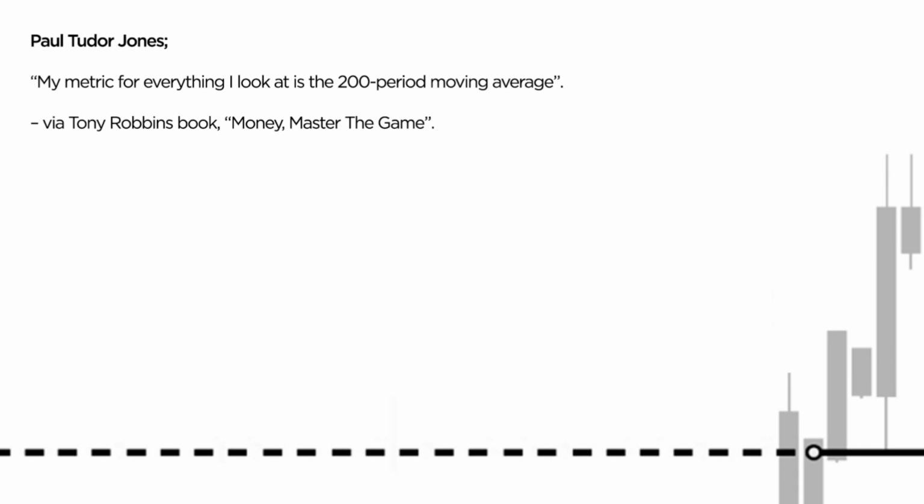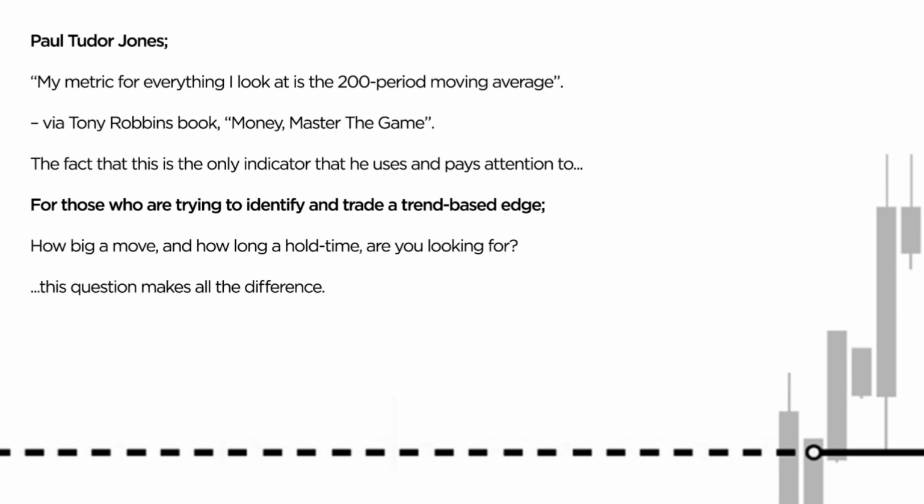So let me slot some more weight into what I'm saying here by sharing a quote from a pretty well-known trader. All of you should know who Paul Tudor Jones is, who said the following. So he says, "My metric for everything I look at is the 200 period moving average," and that's directly quoted from his interview with Tony Robbins inside Tony's book Money Master the Game. And the fact that this is, as far as he says himself here, the only indicator that he uses and actually pays attention to gives a lot of weight to a simple indicator, doesn't it?